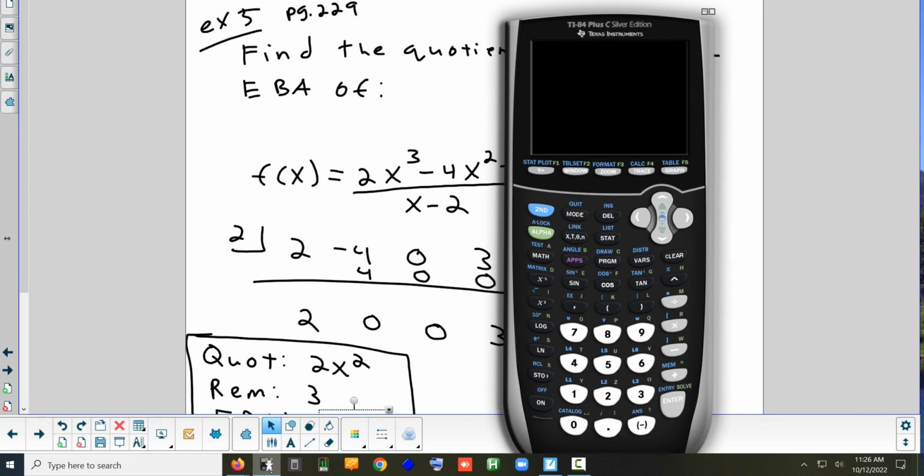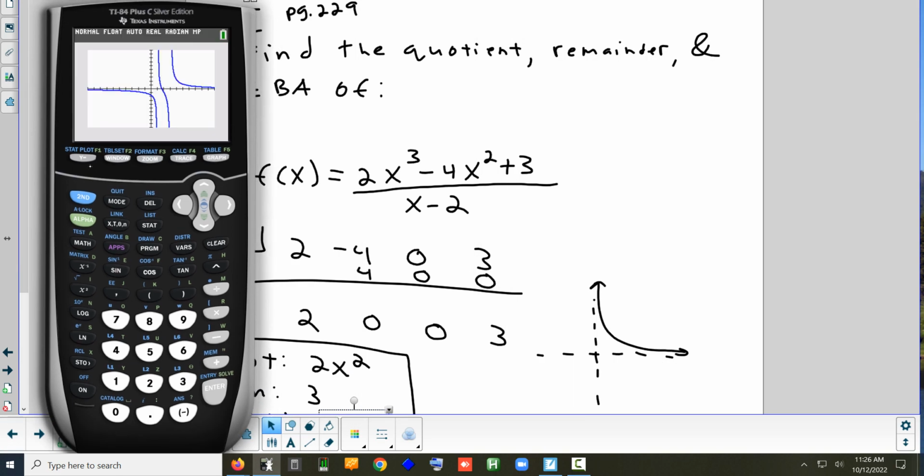So I'm going to type in 2x cubed, so actually put it in parentheses, 2x cubed minus 4x squared plus 3, and divide by x minus 2. Now, what value is not in the domain here? 2. I'm going to assume that the numerator doesn't factor with x minus 2. I could be wrong, but most likely that's going to be a vertical asymptote. So we're going to have a vertical, and we have an end behavior asymptote that's a parabola.